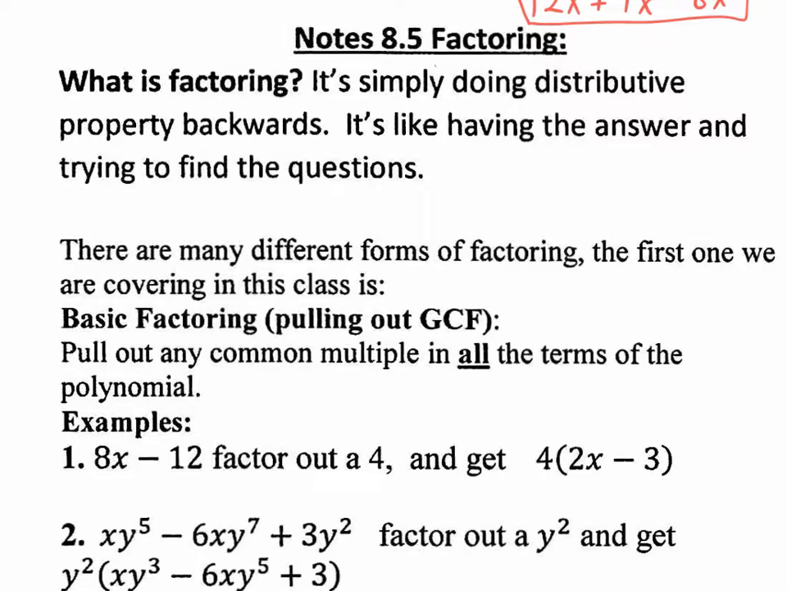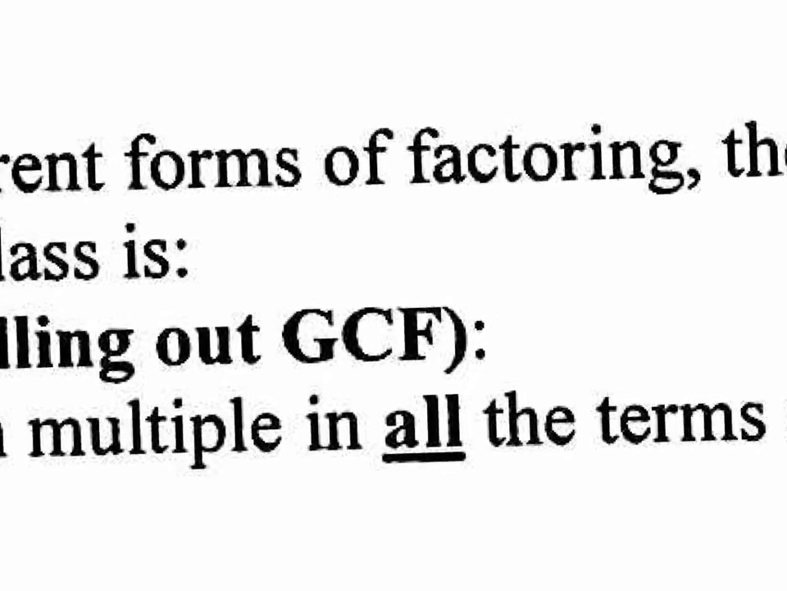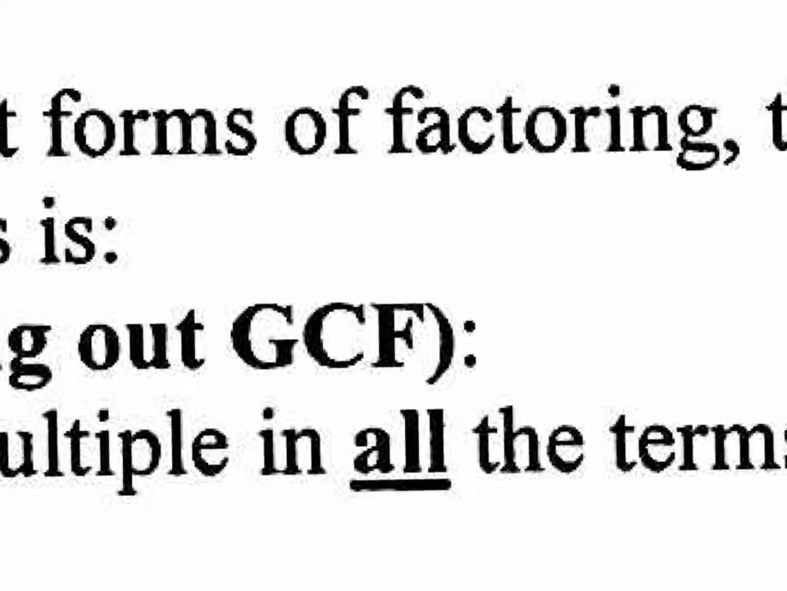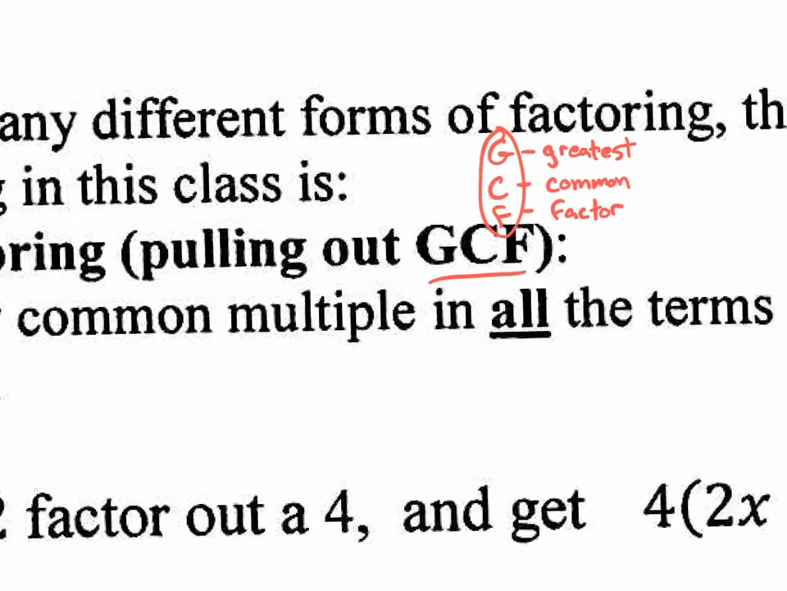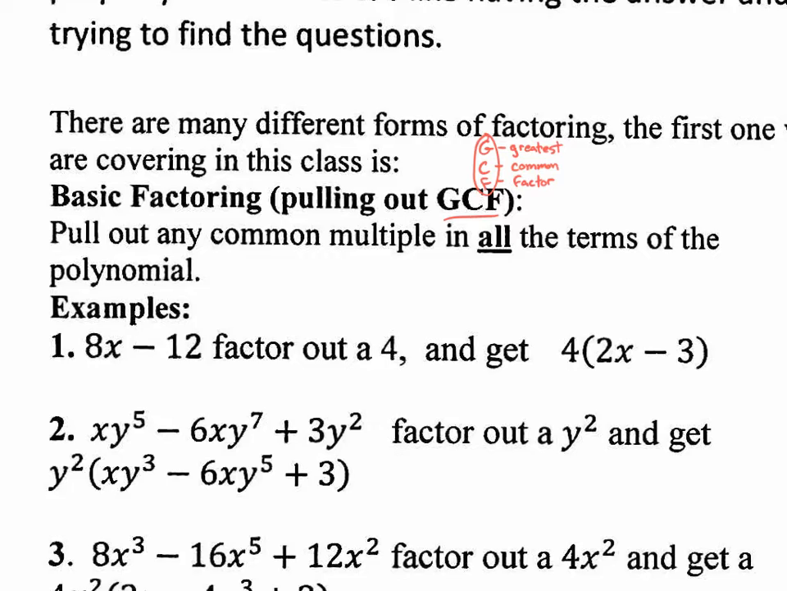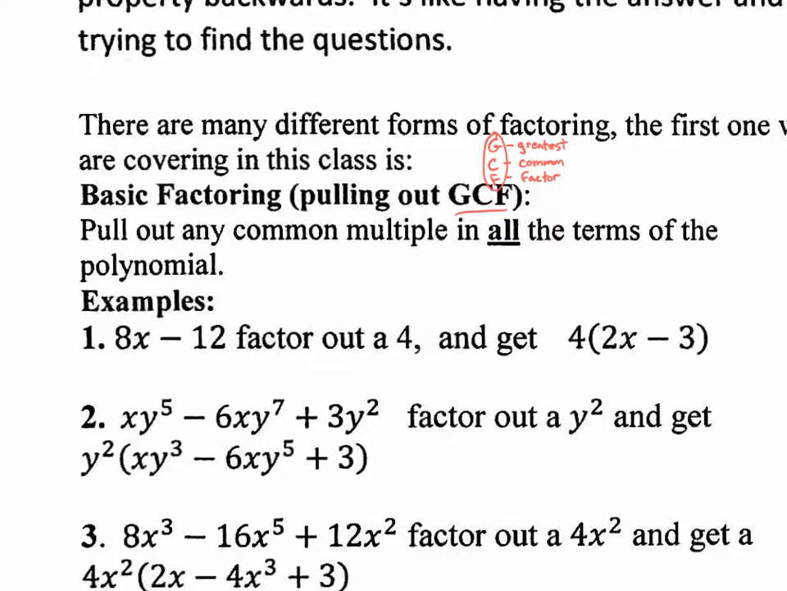Now, first of all, we need to know what GCF is, greatest common factor. So GCF is greatest common factor. Here it is, right? And what that means is you want to look at all of your terms in your polynomial and pull out what's in common in all the terms. Okay, and that's what it says here. Pull out any common multiple in all terms of the polynomial. All is underlined because it has to be in every single term in order for you to be able to pull out that GCF.